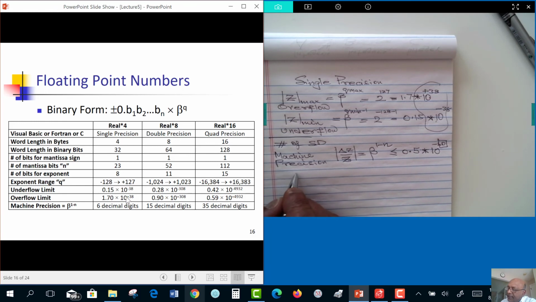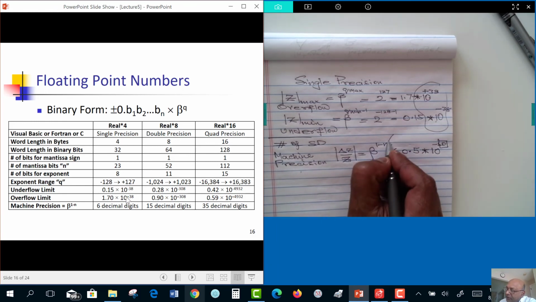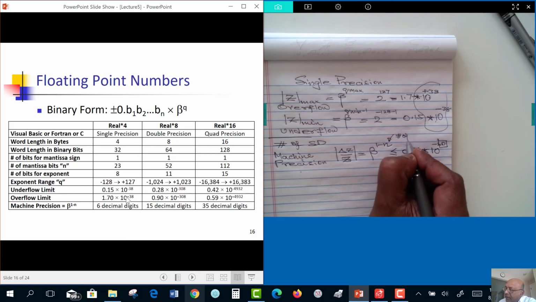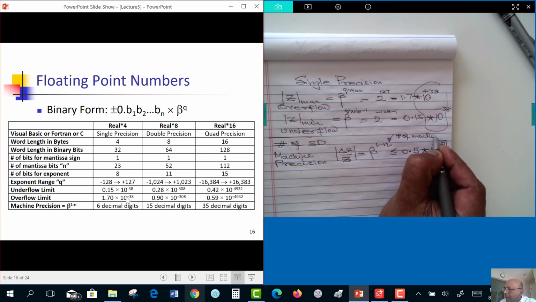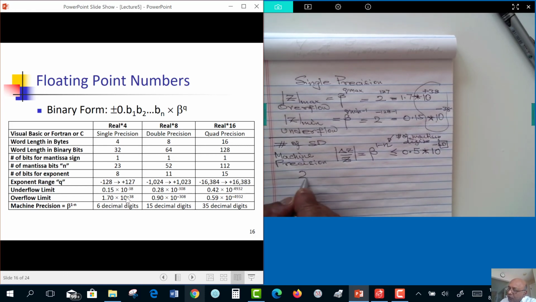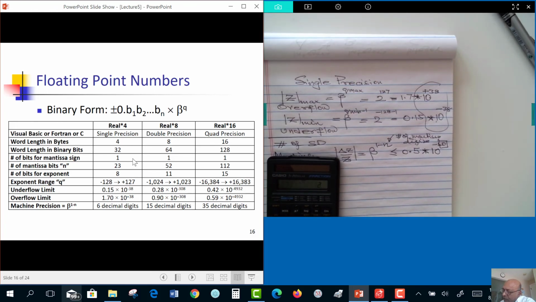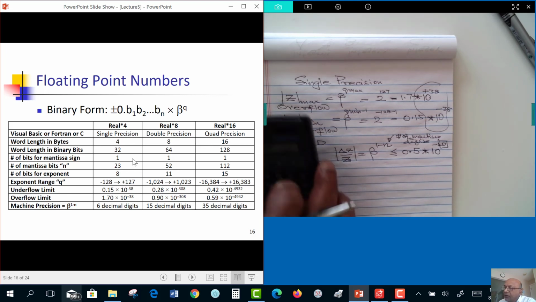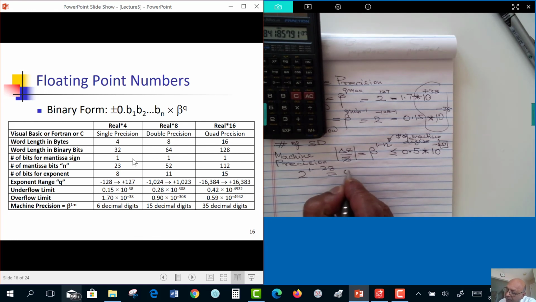Okay, so let's see for our example. So this is the number of mantissa digits. In our case, 2 to the power 1 minus, remember we have 23 mantissa bits here. So 1 minus 23. So we calculate this, 2 to the power minus 22. So we will get 0.24 times 10 to the minus 6.